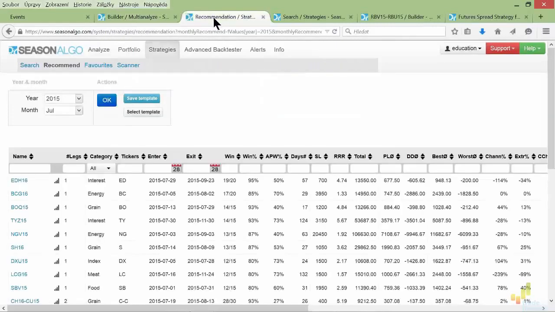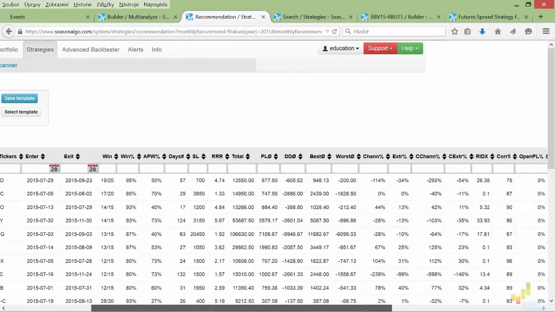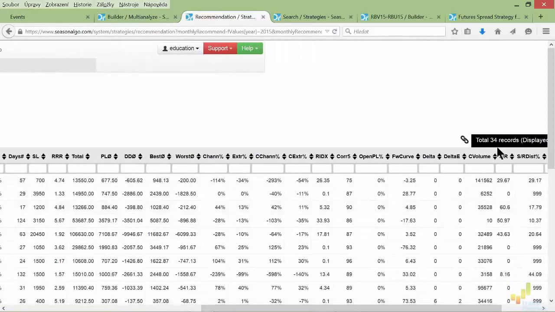We can do it by going to the module Strategies, and here we can see the section Recommend. In this section, we can choose July. We can click on OK, and SeasonAlgo would find 34 records which are recommended by SeasonAlgo for the month of July.